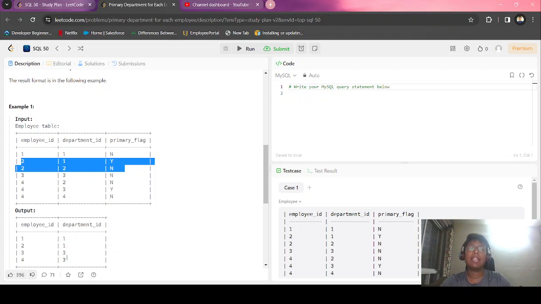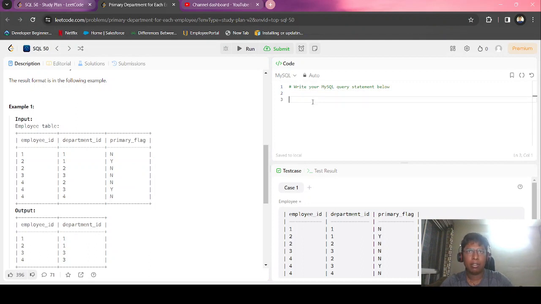Now, this question is a classic case where you have to consider two conditions. First condition is for an employee who works only in one department and their primary flag is N, their department ID would be the same department in which they are working. So that we also have to consider. But the only thing is their primary flag is N. We cannot merge both Y and N in one query, so we have to find some other way in SQL to do it. So first I will consider that in my second condition.